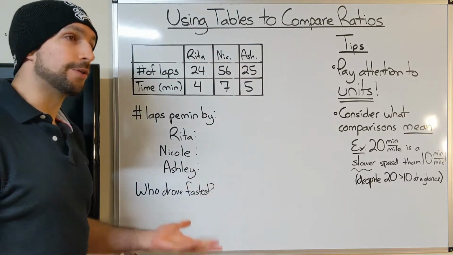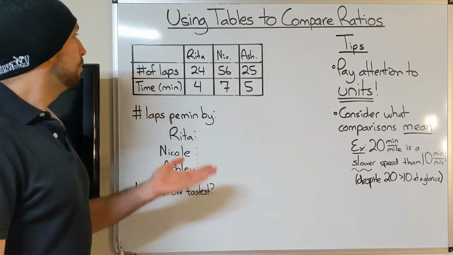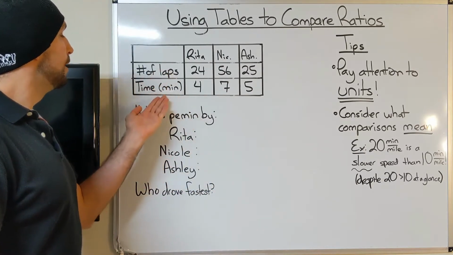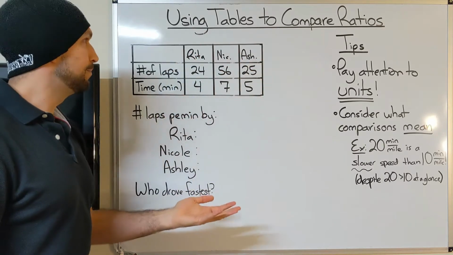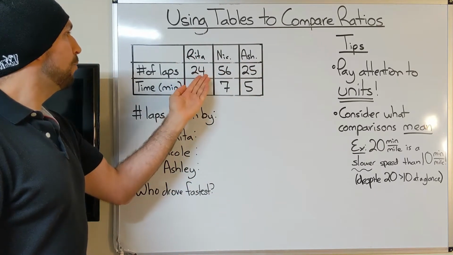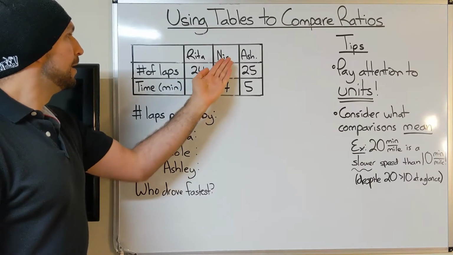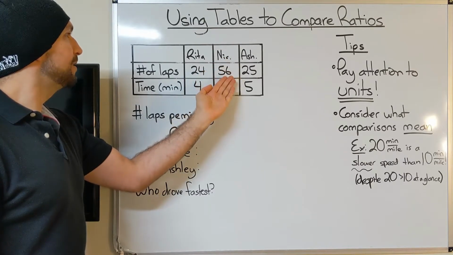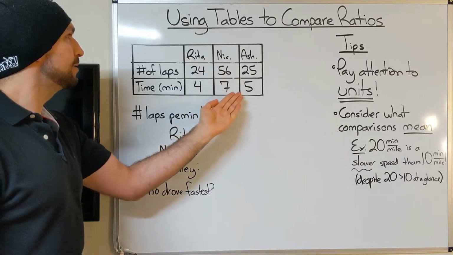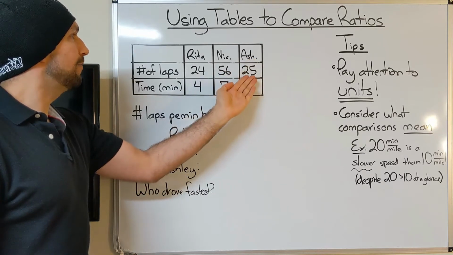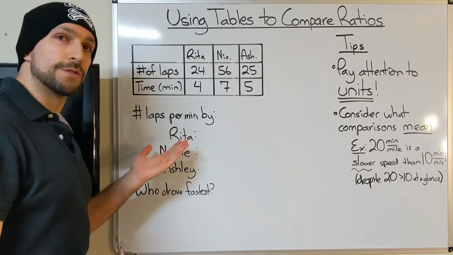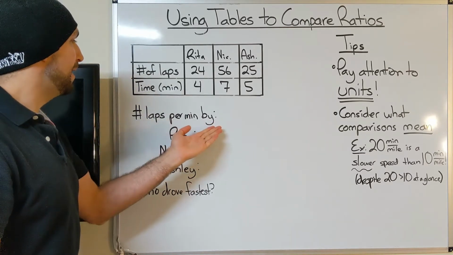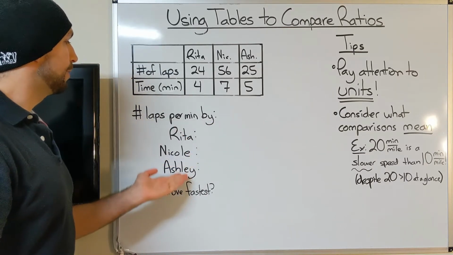Let's do an example here using those tips. So we have a comparison of laps over time that each of these 3 runners ran. Rita ran 24 laps in 4 minutes. Nicole ran 56 laps in 7 minutes. And Ashley ran 25 laps in 5 minutes. We're asked to do 2 things. First, to find the number of laps per minute run by each of these 3 runners.